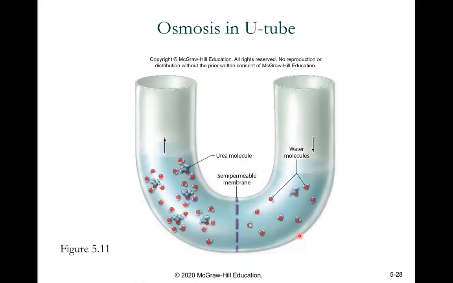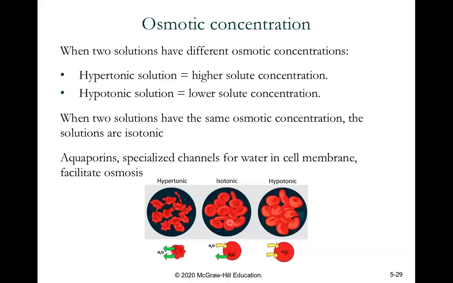Within osmosis in the U-tube, we can see that urea molecules are important, right? Because they're going to be an organic molecule that binds these water molecules that are semi-permeable. The osmotic concentrations keep us going with this idea of osmosis.